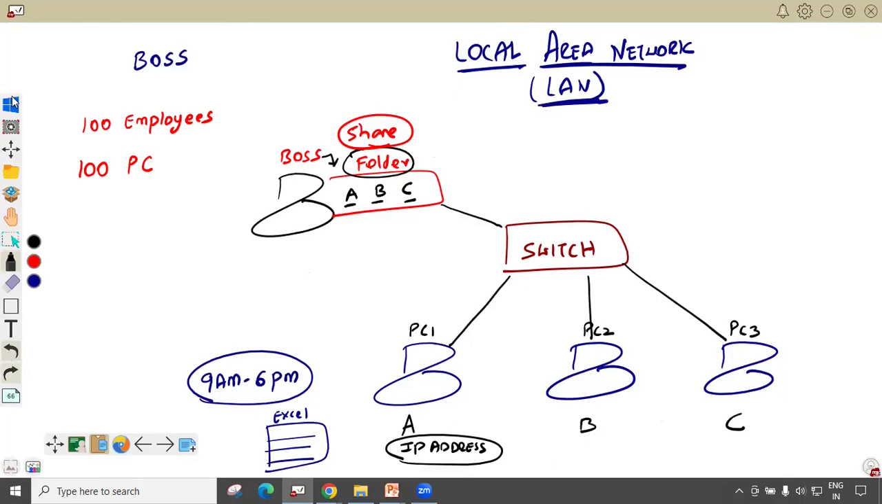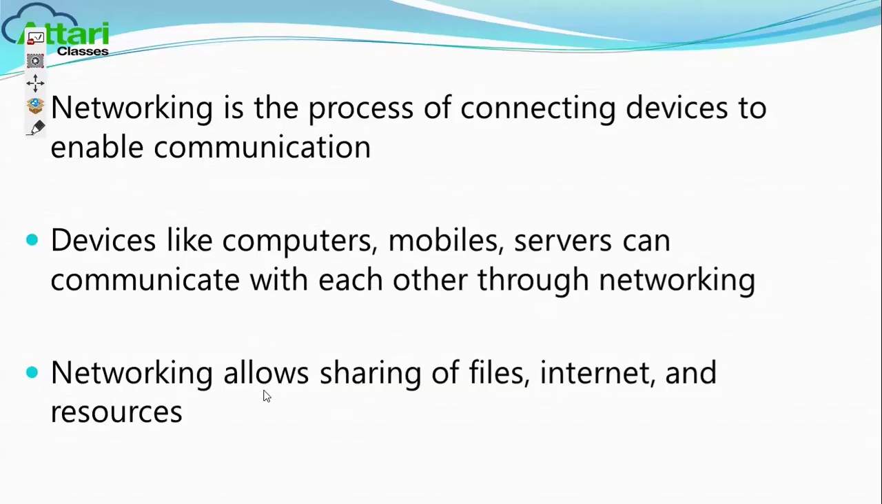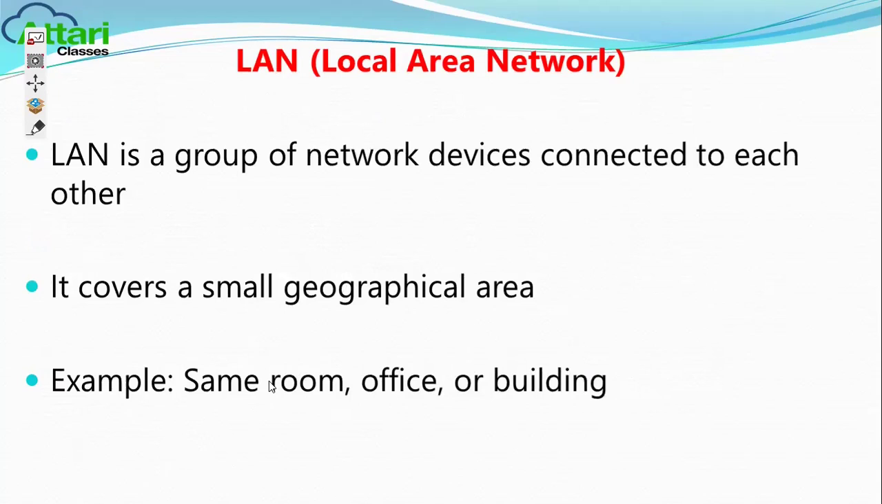So coming back to the LAN definition, what is networking? We have discussed. What is LAN? LAN is a group of network devices connected to each other. It covers a small geographical area, such as same room, same building, same office. And LAN is completely controlled by the one who creates the LAN. For example, you take a switch, you take computers, you connect via LAN cable, you give IP, you created a LAN. The LAN is completely controlled by you. And in LAN, you get a very good bandwidth, meaning very fast, high speed data transfer.